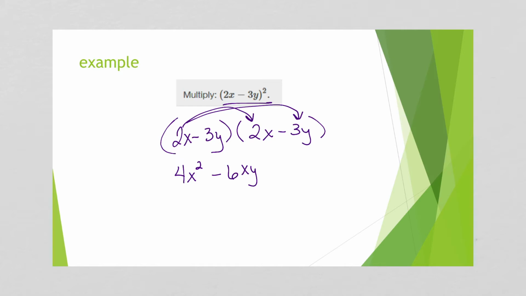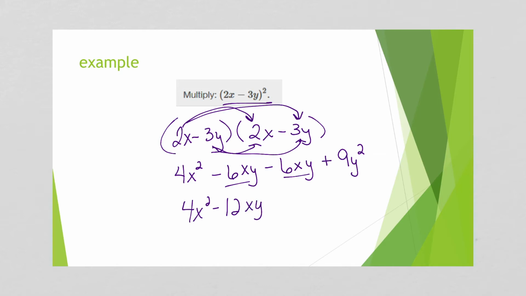So it's just easier if you get in a habit of writing things in alphabetical order, you tend to not miss your like terms. All right, so that multiplied by that, so negative 3y times 2x is negative 6xy. Again, I'm going to write this in alphabetical order. That way I can actually see that these are like terms. And then negative 3y times negative 3y is a positive 9y squared. Combine those like terms, and that's it. We're done.